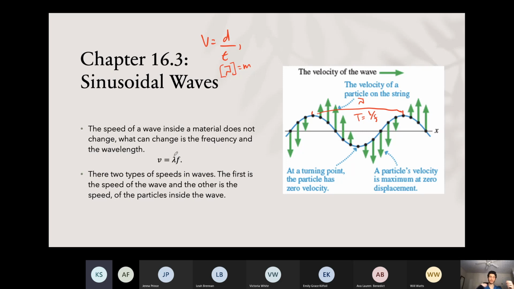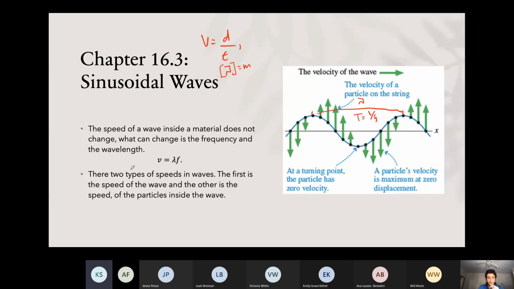Let's say you have a string and you're moving it. Your hand is the source and the string is the medium. What defines the speed of the wave is the string itself. But what defines the frequency is my hand: how fast or how slow do I move the string?